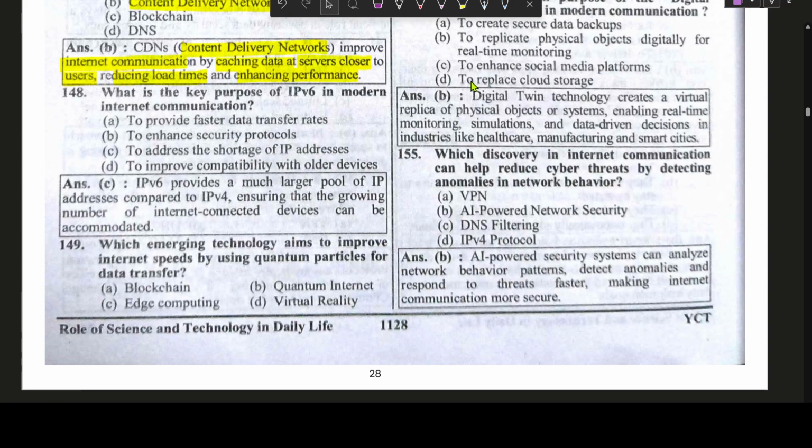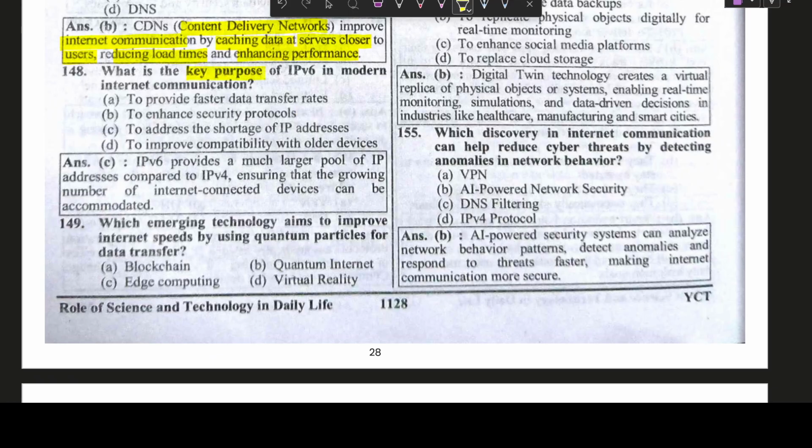performance. What is the key purpose of IPv6 in modern internet communication? So it's to address the shortage of IP addresses. IPv6 provides a much larger pool of IP addresses compared to IPv4, ensuring that the growing number of internet connected devices can be accommodated.